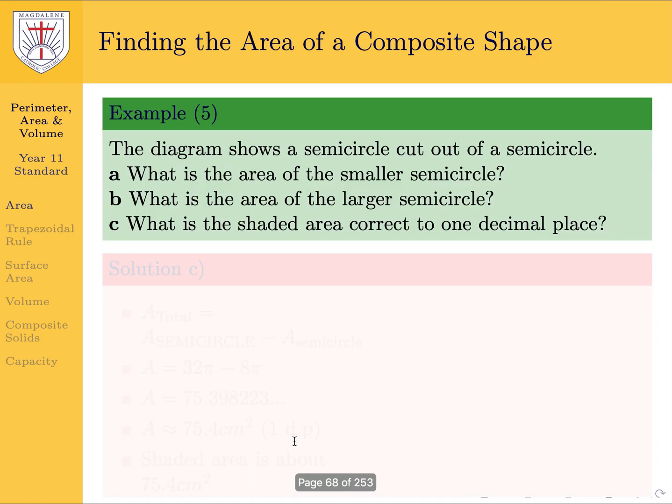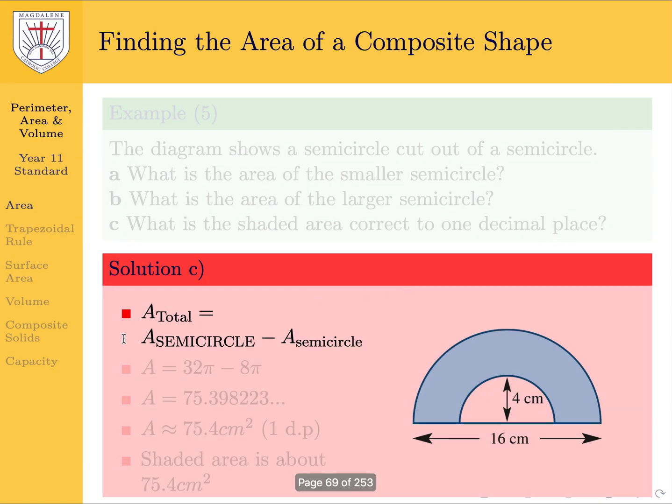For part C, what is the shaded area correct to 1 decimal place? Well, of course, we've got our total being the large semicircle minus the small semicircle. This is when you can type into our calculator 32 pi minus 8 pi, and this is where we get our decimals. If you were approximating earlier, your answer will be less correct than if you waited until now.